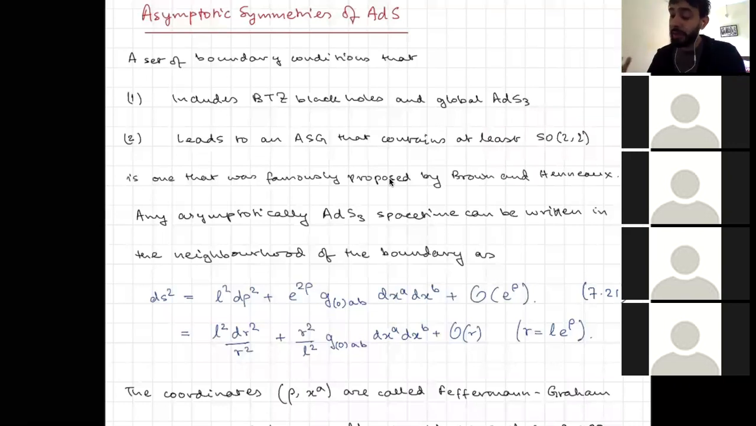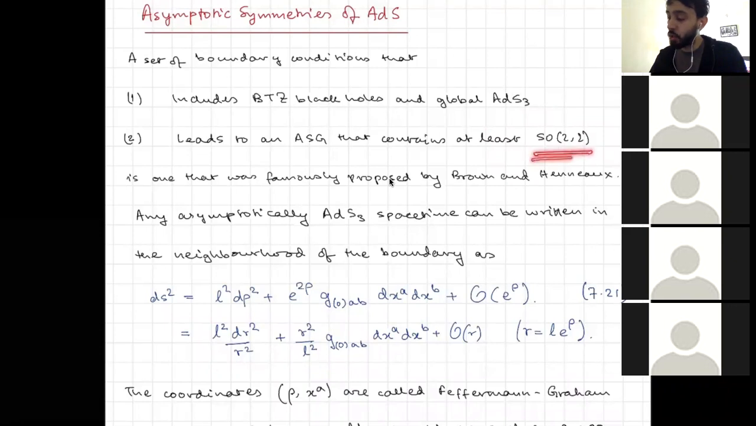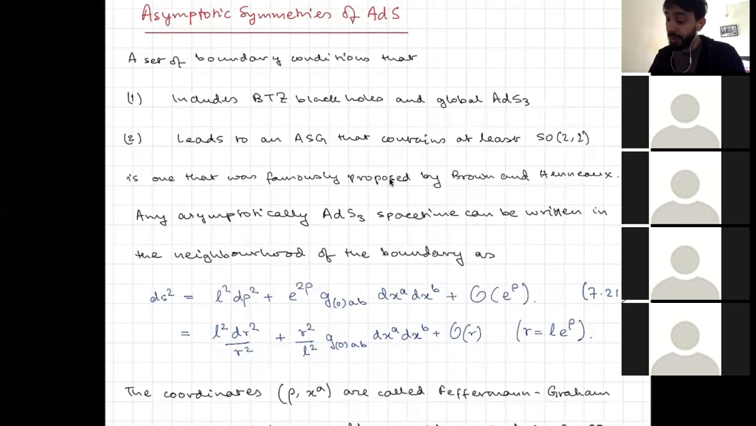And the asymptotic symmetry group that I'll get out of this should at least have the isometries, right? It should at least have the SO(2,2). So a set of boundary conditions that has proved to be extremely useful is the one that was proposed by Brown and Henneaux in the 80s. And let's see a little bit more about this. I will try and indicate what the steps are, and I will actually leave it to you guys as an exercise to fill this in.